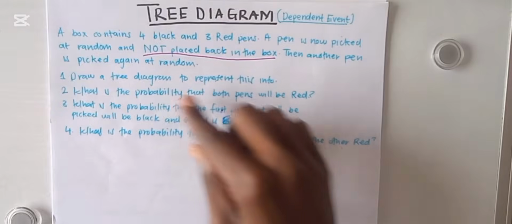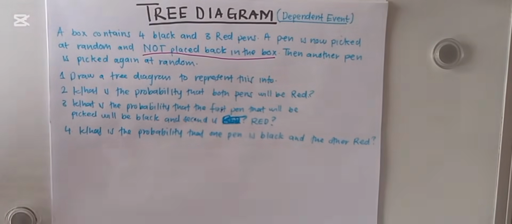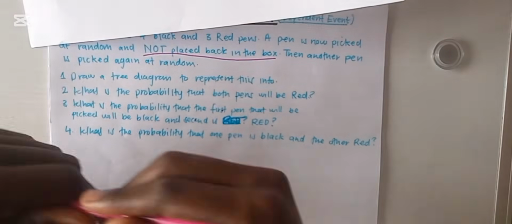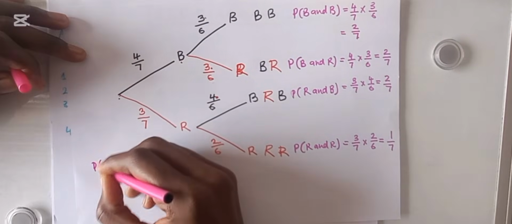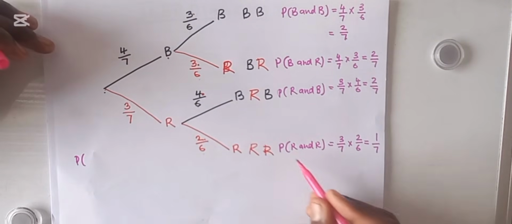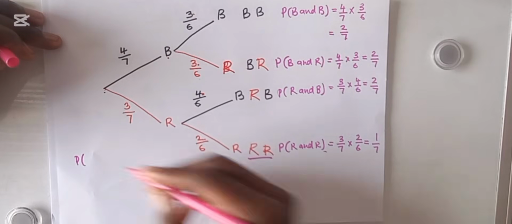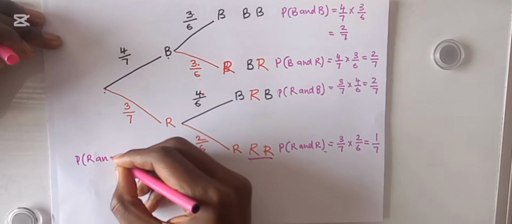We want to know the probability that both pens will be red. I will write it here so that it can be very clear. They want to know the probability that both of those kinds of pens will be red. So red is this one. So what is the probability of R and R?